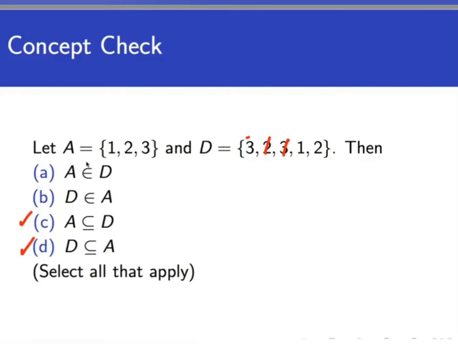Now, we would not say that A is an element of D, because think about what the elements of D are. The stuff that lives in D are numbers, okay? The only thing that is an element of D is a number. There are no sets that live inside D. I haven't packed a suitcase inside a larger suitcase.